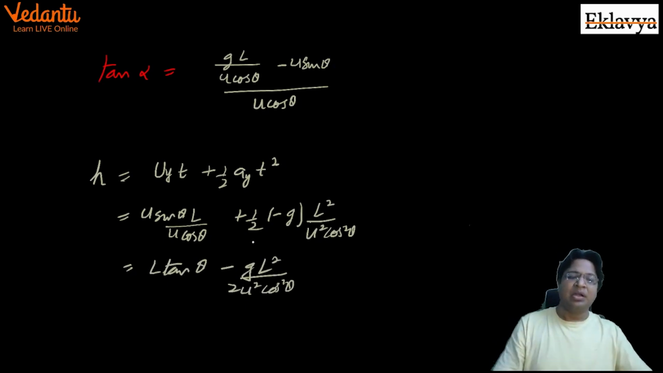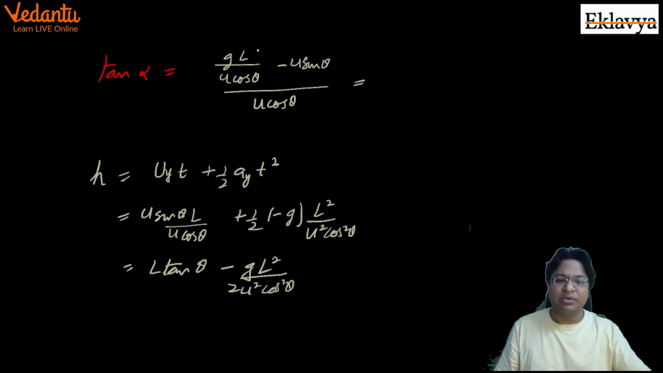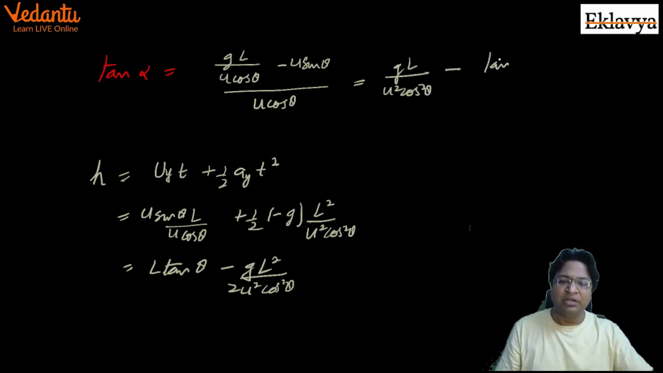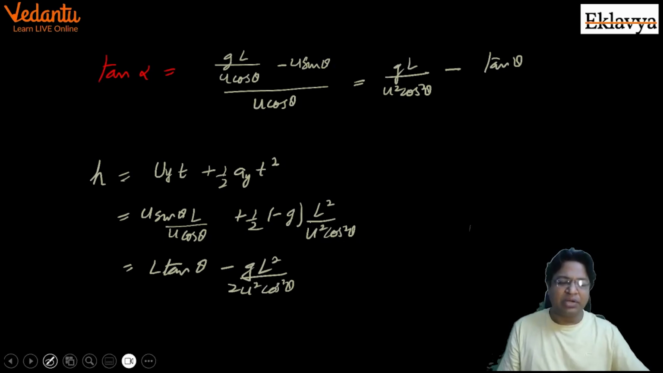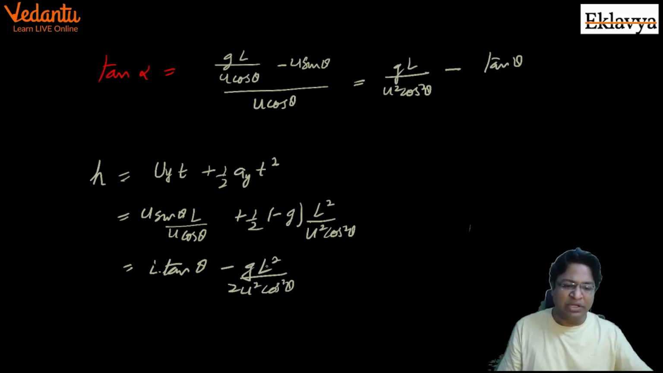Now watch this, guys. This is what we are trying to find out. This becomes gL by u square cos square theta, like gL by u cos theta divided by u cos theta, and minus tan theta. I can see that this expression is very similar to this. So if I take out L as the common quantity, let me remove one L and write it as h by L. So this becomes tan theta minus gL by 2u square cos square theta. Let me do this thing. This entire thing can be written as what?